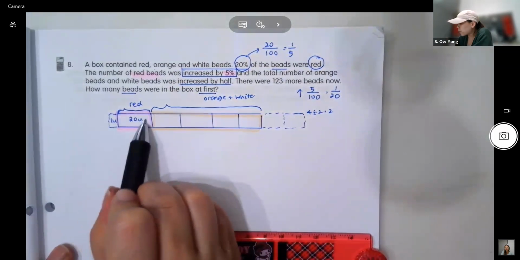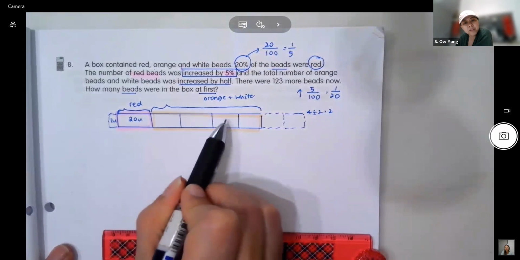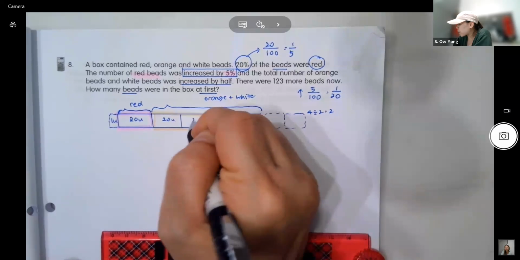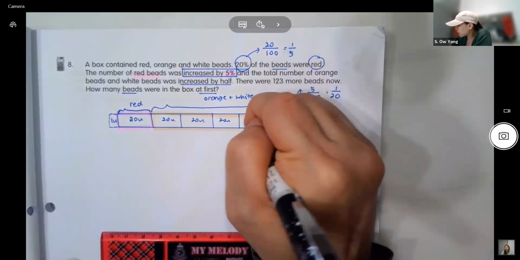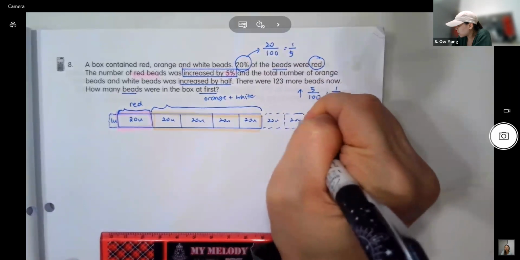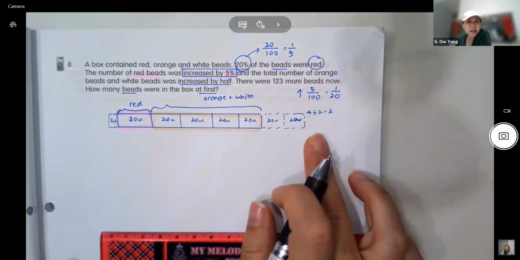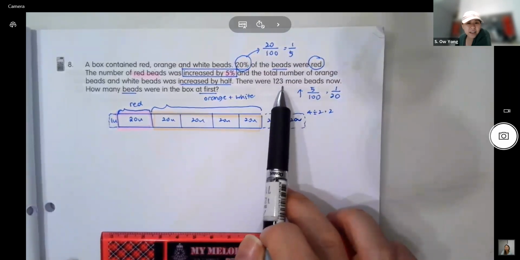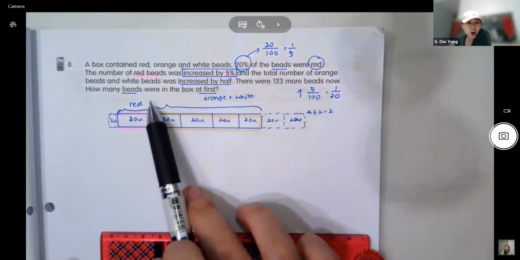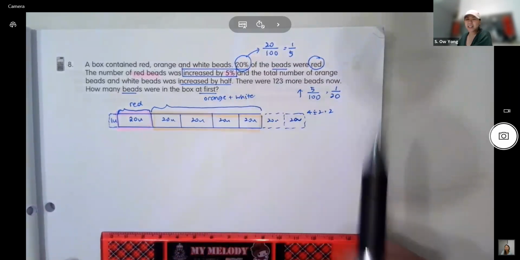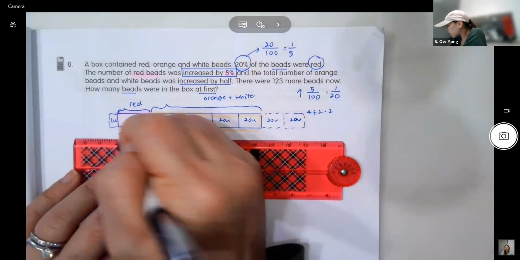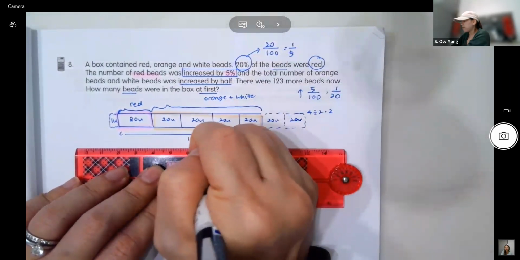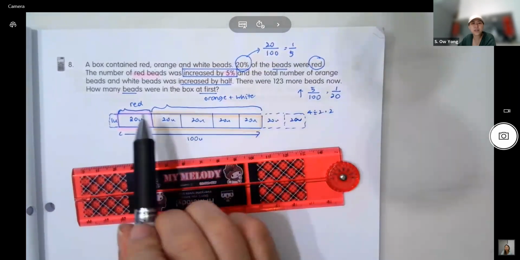So if this red portion I put 20 units, what do I put for the rest of the parts? Yes, you also write 20 units, 20 units, 20 units, 20 units, 20 units for all. Okay, now they are saying that there are 123 beads now. How many beads were in the box at first? Now take note, at first is from here to here. You can see that there are 100 units. 20, 20, 20, 20, 20.